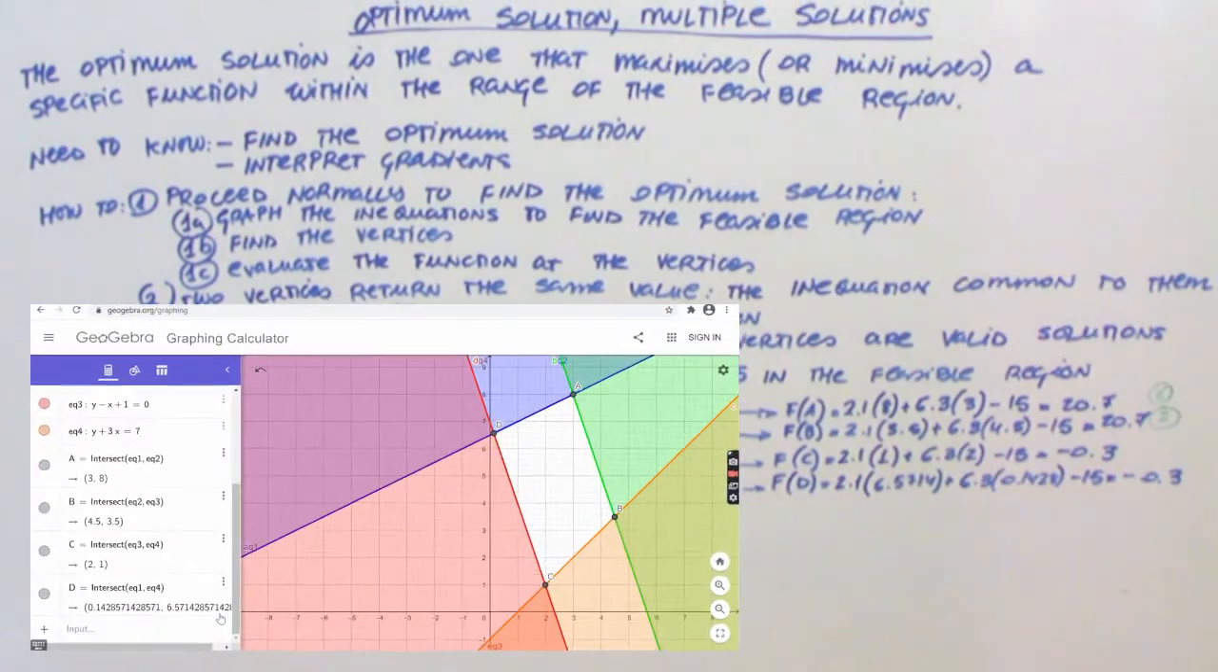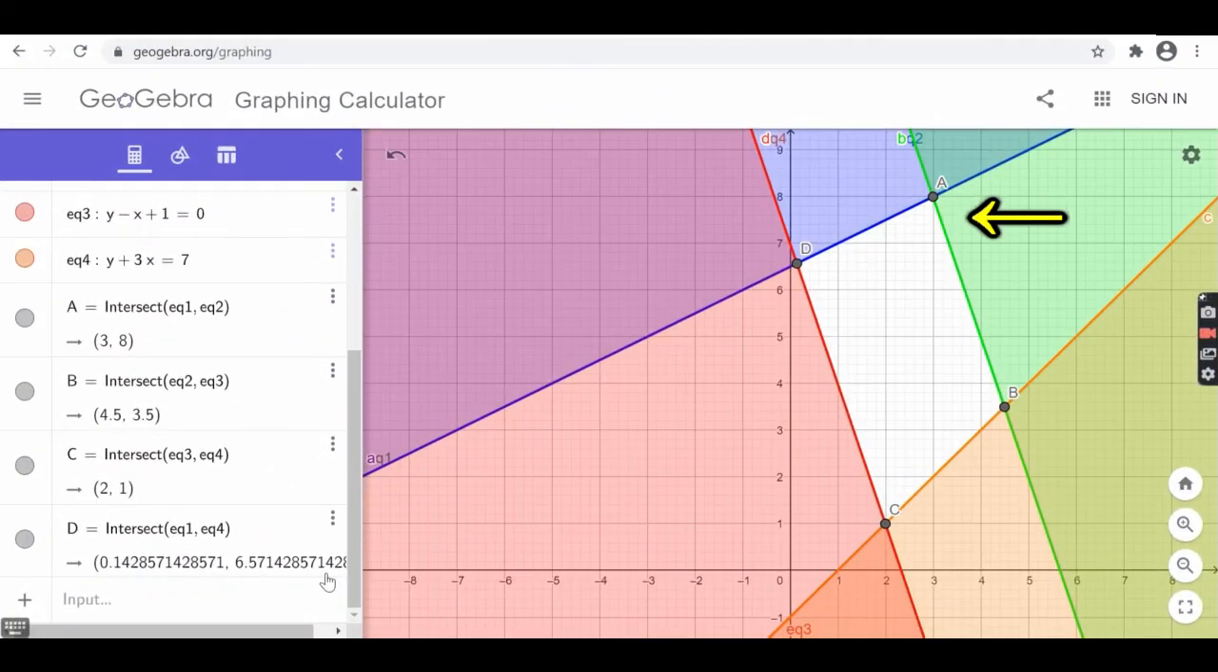So now what that means, if we go back to enlarging this graph, is that this line that sets the boundary of the inequation, that is common to both A and B, is actually parallel to the function that we need to evaluate. So all the points that are within A and B, forming part of the feasible region, are valid solutions.